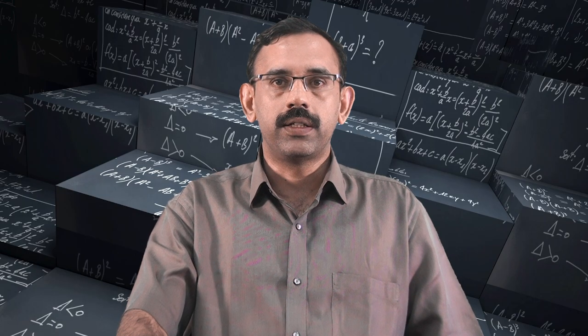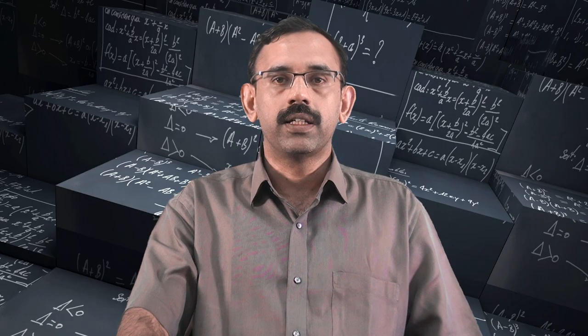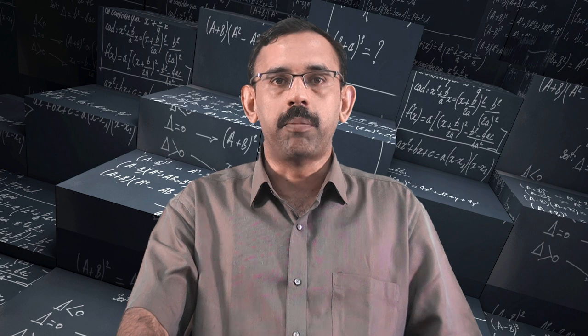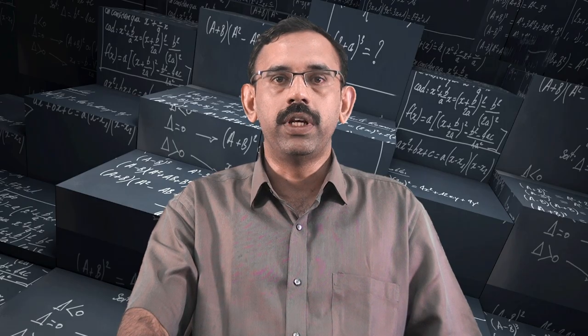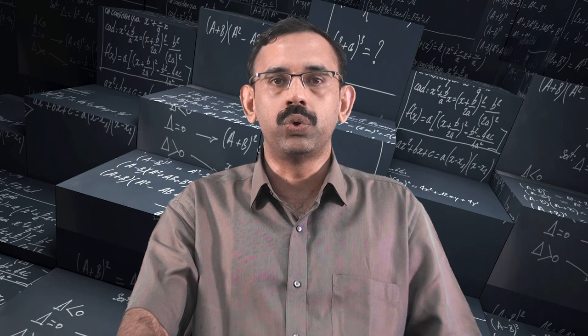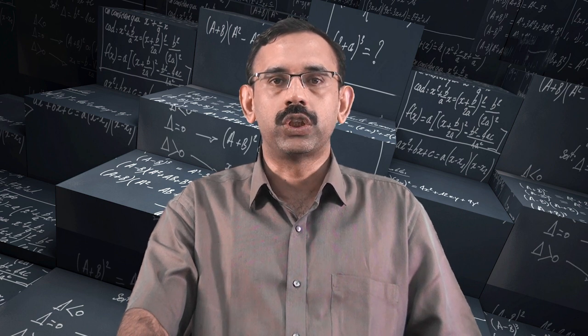10 cube is read as 10 raised to the power of 3. 10 is called the base and 3 is called the exponent. Exponents are used to express very big numbers. For example, computer's memory. 1 gigabyte of RAM is 10 raised to 9 bytes. In this class, we will learn how exponents are used to measure very small things like time taken by light rays to travel 1 meter, average size of bacteria, and so on.